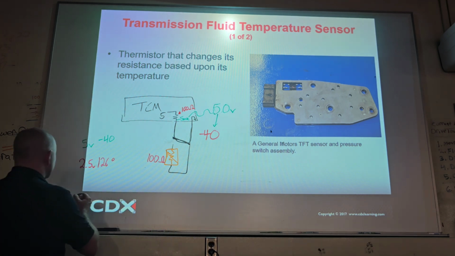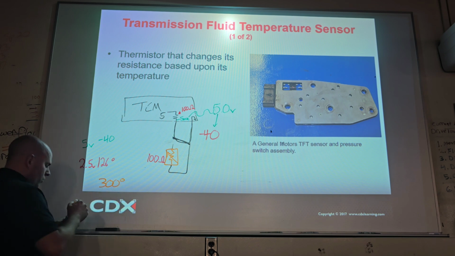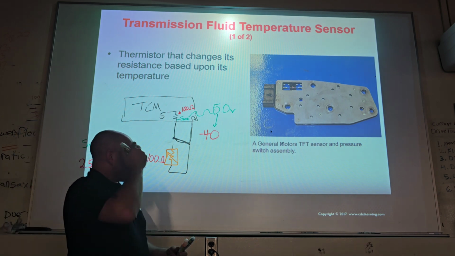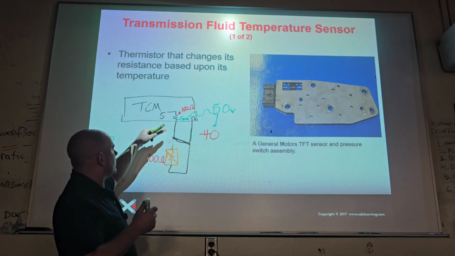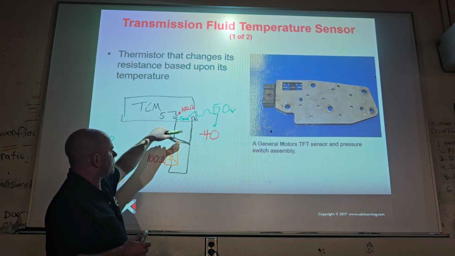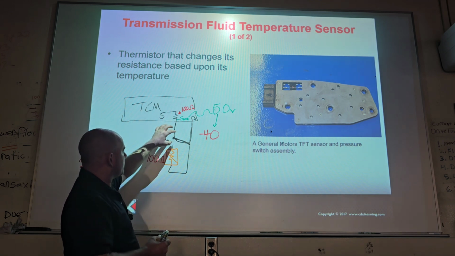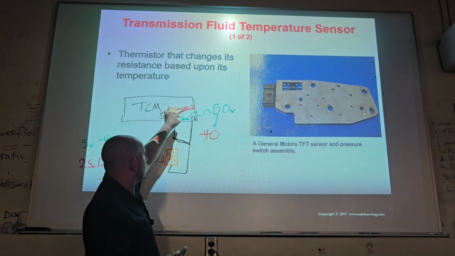So we're going to make that one orange. It's going to read 300 degrees. So that's a full short. There's no resistance in that circuit. Now, how's that going to work right here? If this resistor is 100 ohms, what's this resistor? Nothing. So this one has no power, and this one has 100 ohms.